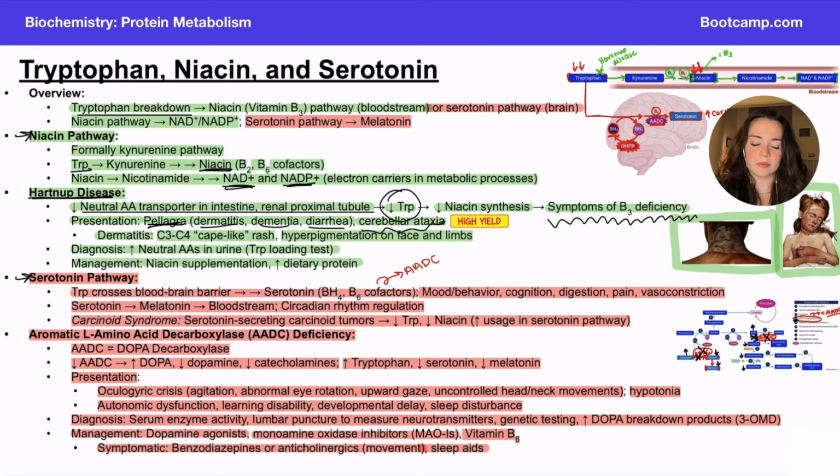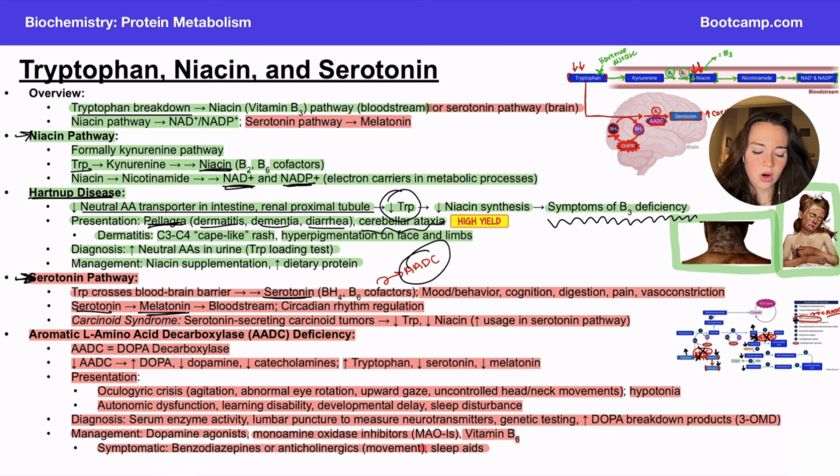And then our other tryptophan breakdown pathway was the serotonin pathway, where tryptophan crossed the blood-brain barrier, was broken down into serotonin with the help of an enzyme called AADC. Serotonin could be further broken down into melatonin, which regulates the sleep-wake cycle.